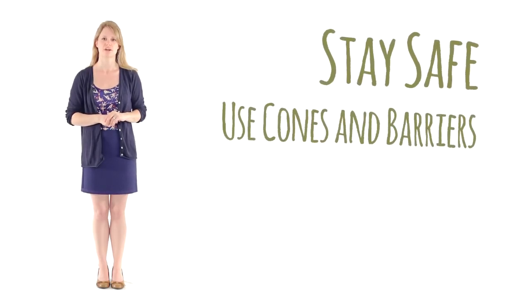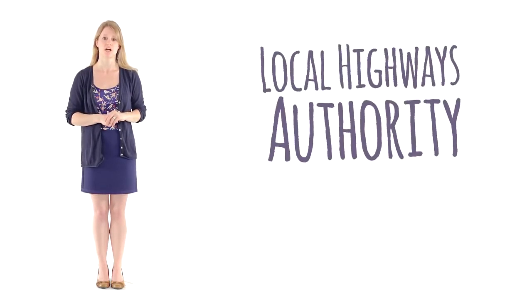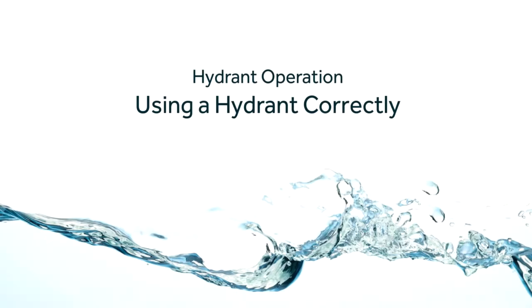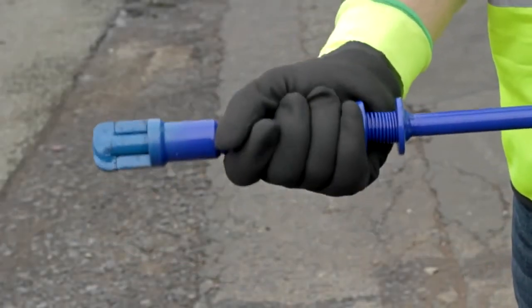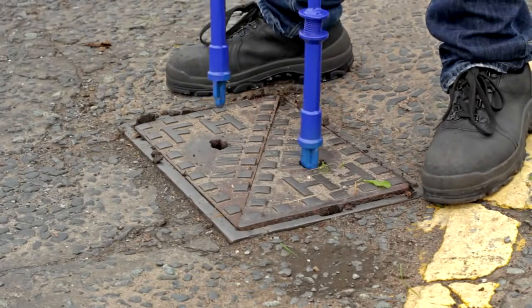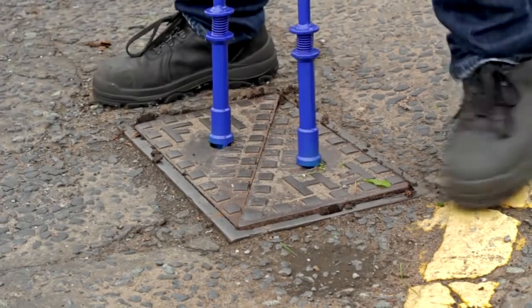Make sure your working environment is safe. Use cones and barriers where necessary. You may need to contact the local highways authority if you are working on the highway. Always use the appropriate PPE. Use lid lifters and clean out any debris accumulated in the chamber that could restrict access to the hydrant.